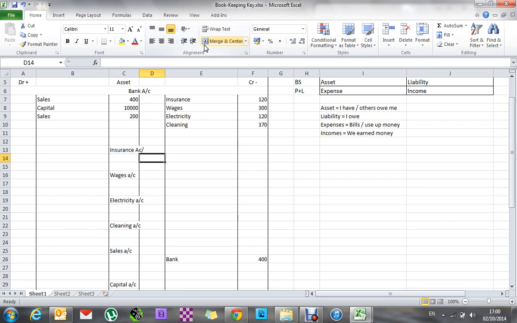If I go to my insurance, 120, there was a credit in the insurance for insurance in the bank account. So there's a credit in bank, which means in the insurance account there'll be a debit, 120 euro there, and we'll call it bank.